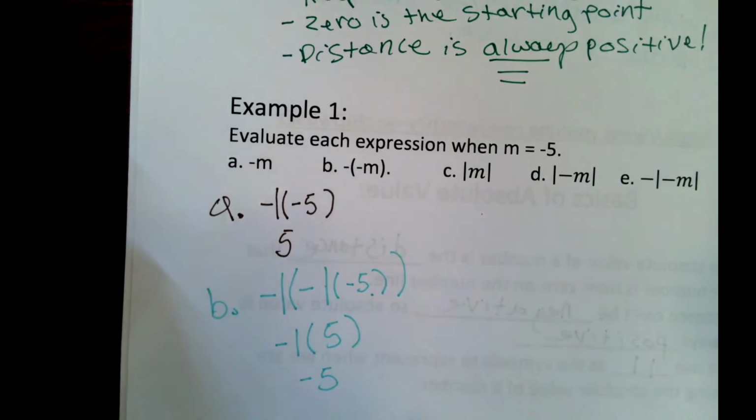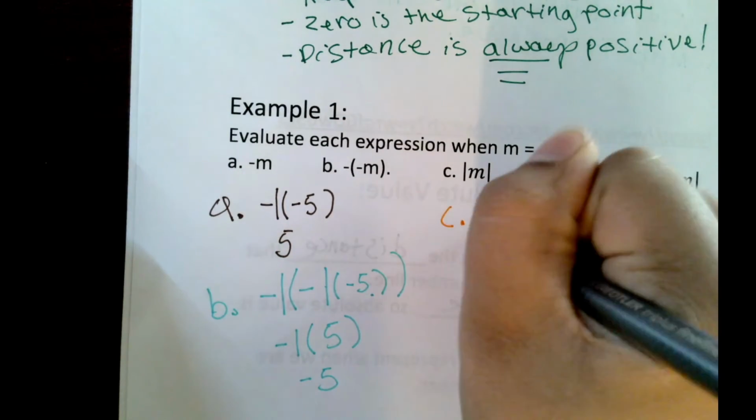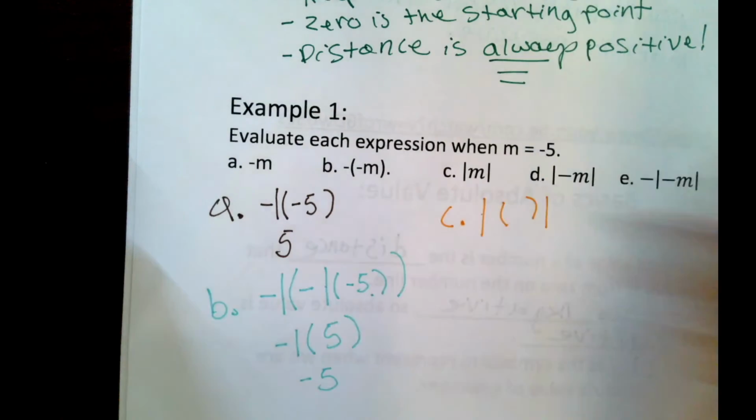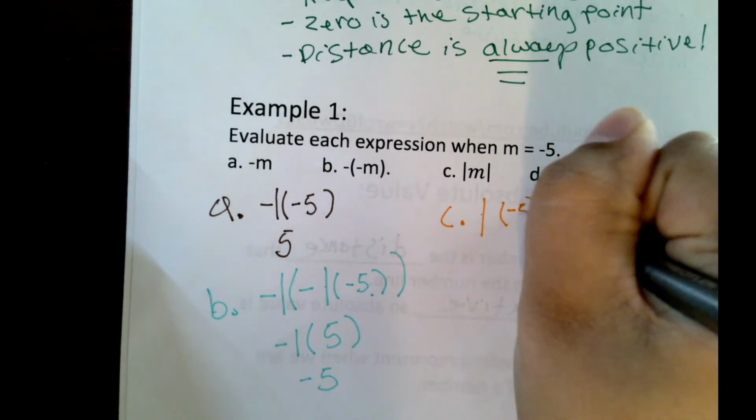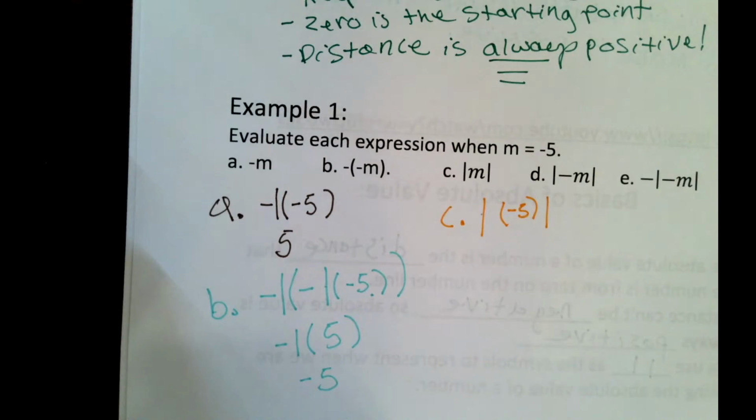Alright, let's look at C. Absolute value bars, you know I like my parentheses, negative 5. Well, what is the absolute value of negative 5? How far away from 0 is negative 5?